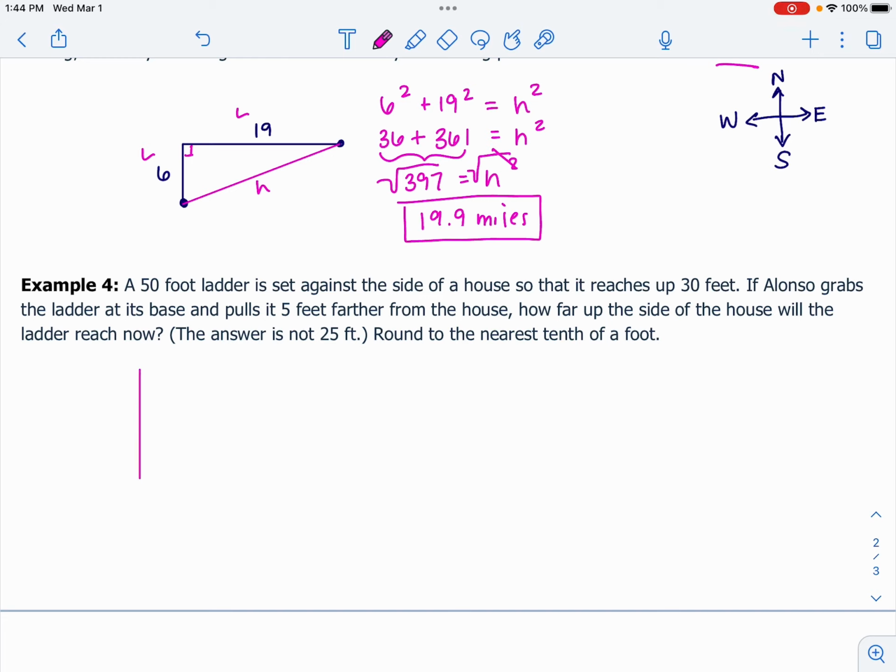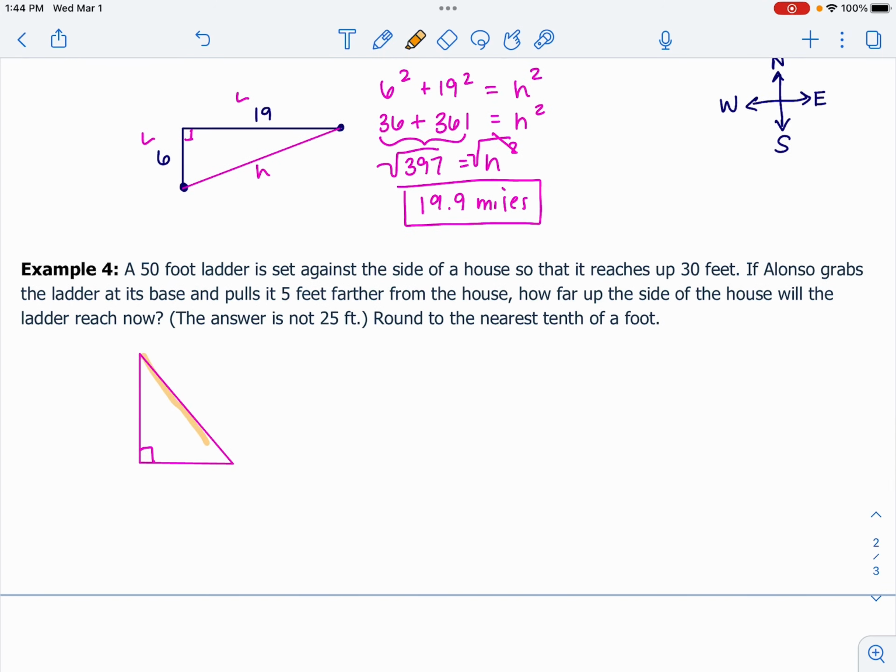Okay, so basically the ladder with the house is going to make a triangle. So I'm going to draw a right triangle. Okay, so my ladder is set against the side of the house. So my hypotenuse is my ladder. This is my ladder. And it's a 50-foot ladder. And it's set against the side of the house, so it reaches up 30 feet. That means from the top of the ladder here to the bottom of the house, it's 30 feet.